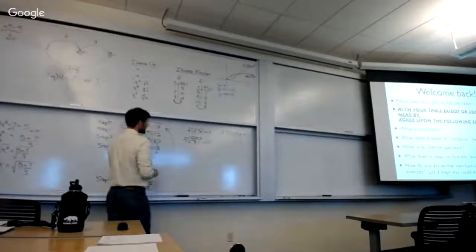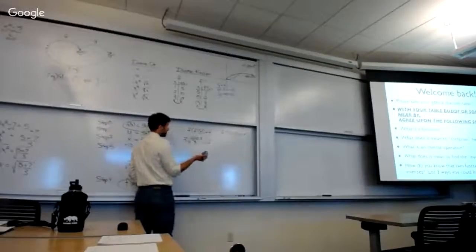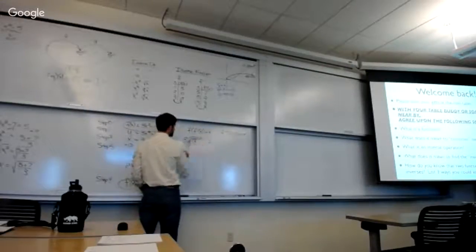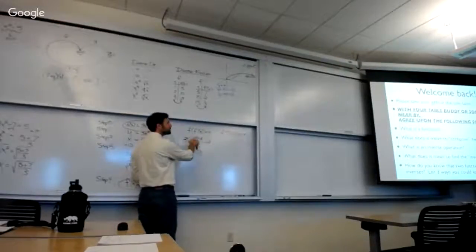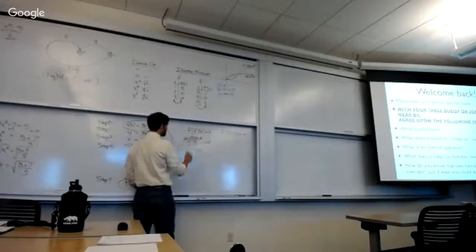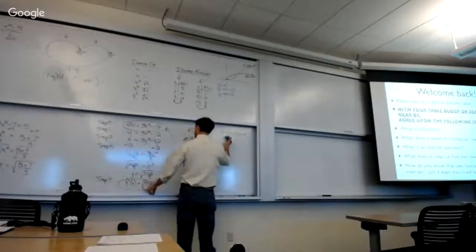So let's see. Does everything cancel out? It should. The square and the square root cancel out. The 3 over 3 cancel out. And the x plus 12 minus 12 cancel out. And the whole thing is equal to x. Okay, now I'm going to write down the structure of f inverse.